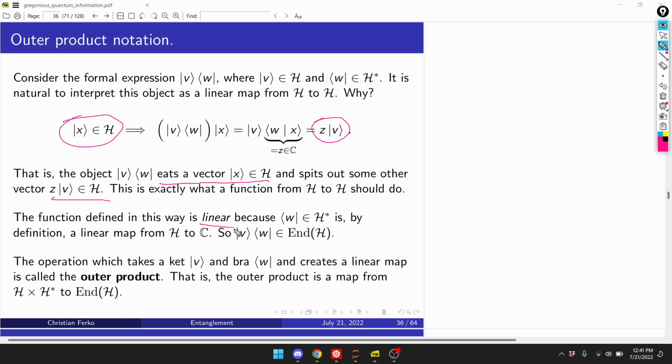In fact, it's even a linear function, though. Why is it linear? Well, because what did X do? X got eaten by W, but W is an element of the dual space. So by definition, W is a linear map from H to C. So that means that this map from H to H, corresponding to this pair of objects, is a linear map and therefore an endomorphism.